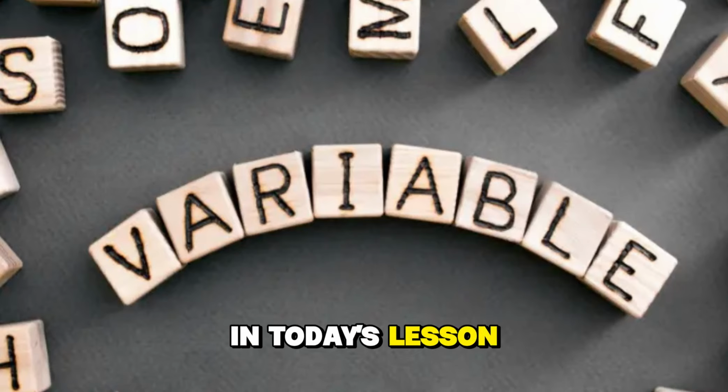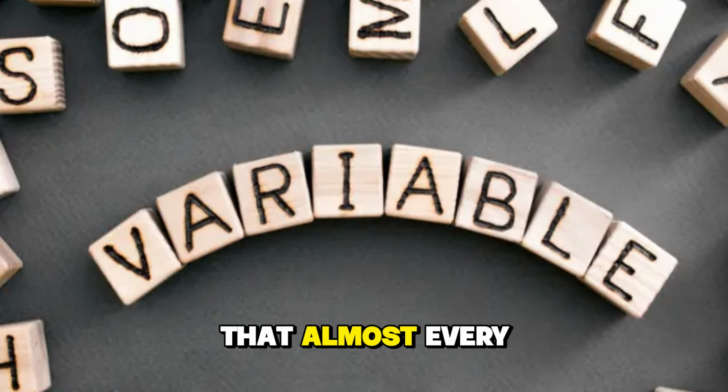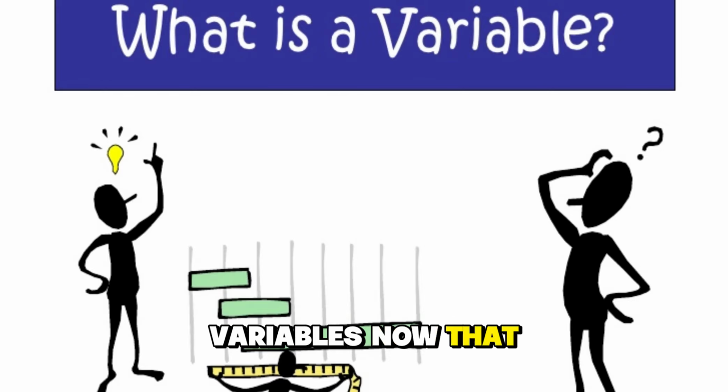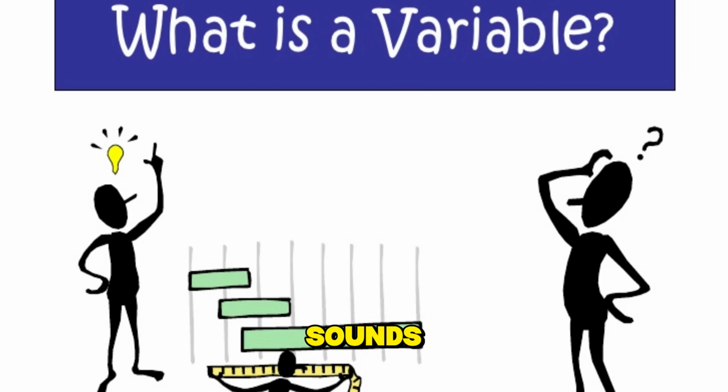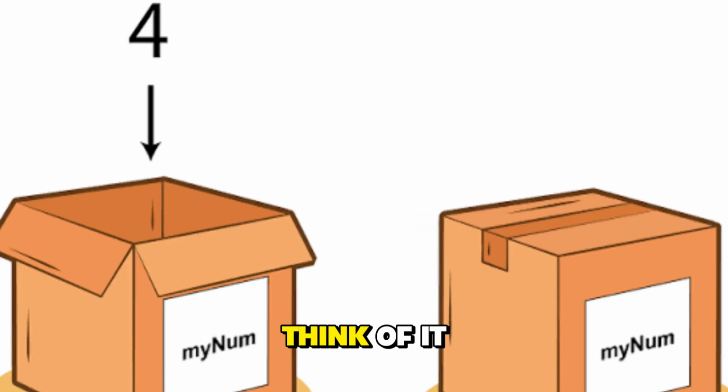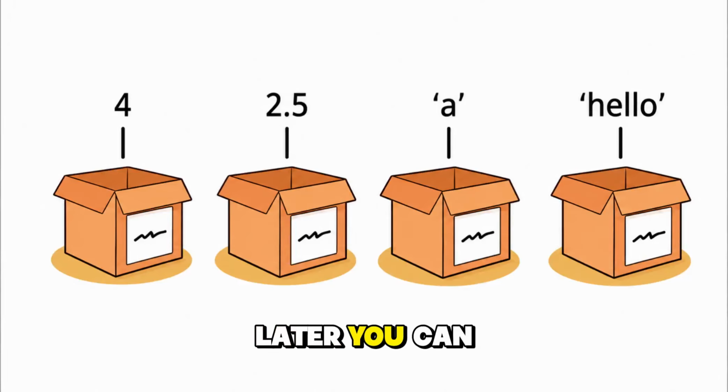In today's lesson, we're going to learn about something that almost every game uses: variables. Now, that might sound like a big programming word, but don't worry. It's actually much simpler than it sounds. A variable is simply a place where Scratch stores information that can change. Think of it as a little box with a label on it. You can put a number inside the box. Later, you can change that number whenever you want. That's all a variable really is.